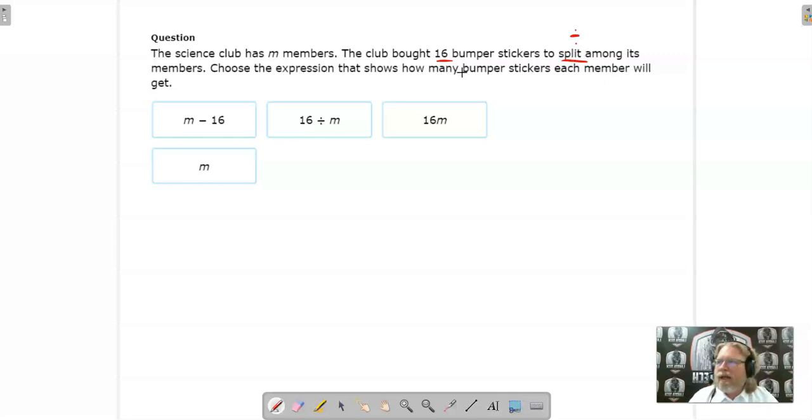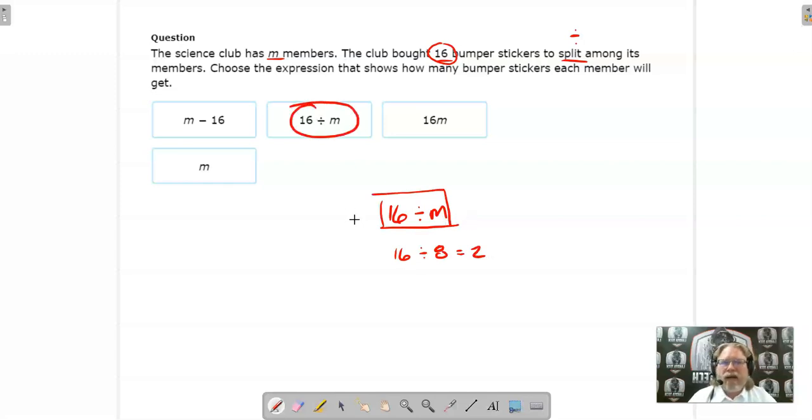So in this case, let's look for what we are splitting. Well, the total number, the total is 16. So we have 16, and we have to divide that by the number of members. So that would be M. For instance, if we had 16 bumper stickers, we're going to divide it between 8 members. They would each get 2, right? So we're looking for 16 divided by M, and indeed, there's 16 divided by M right there.